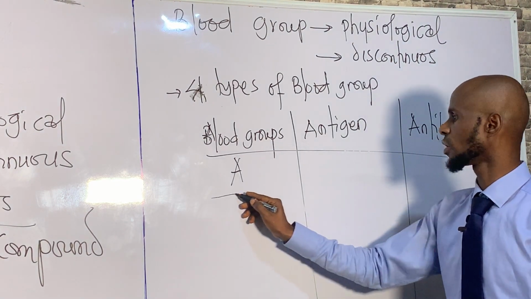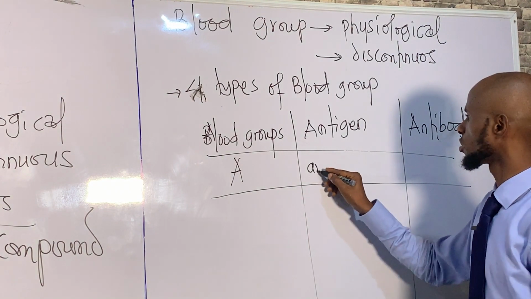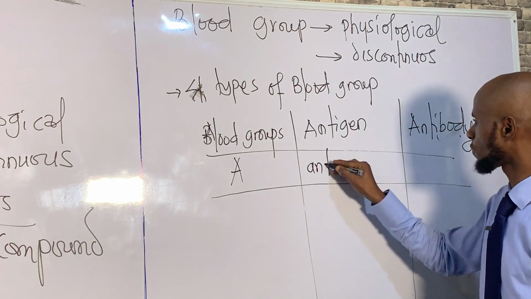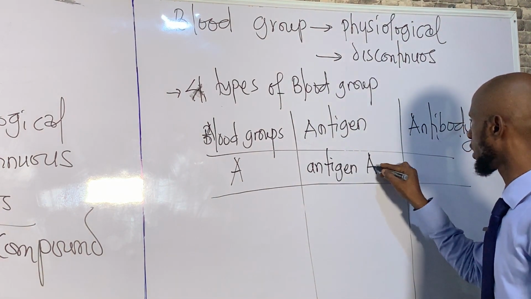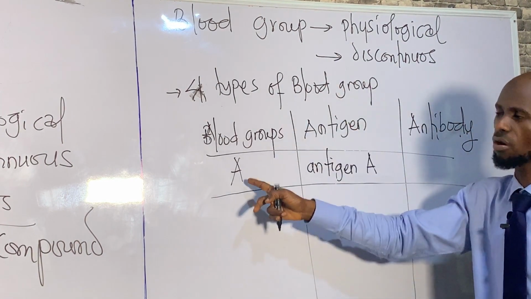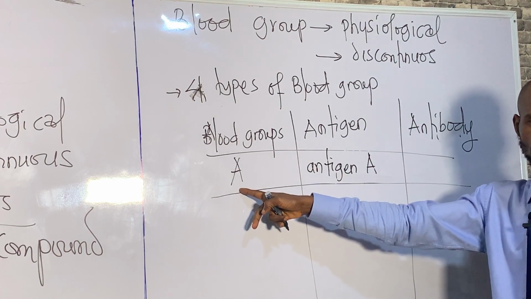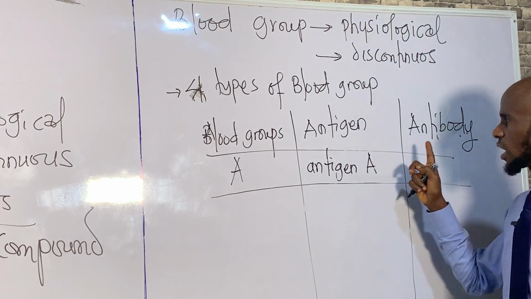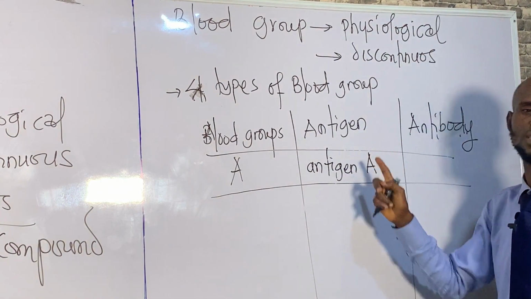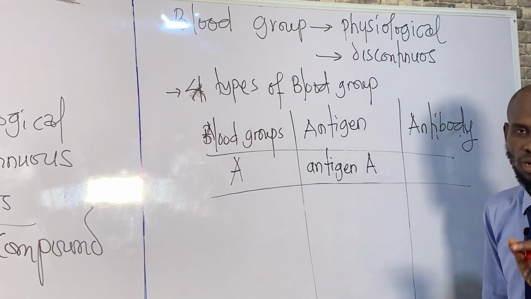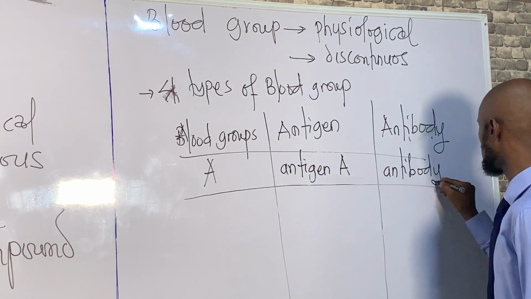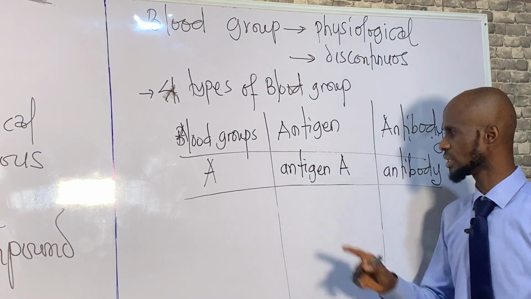So we have the four types of blood group. Blood group A is going to have the same type of antigen for that blood group. So therefore, you say you have antigen A. Then the antibody will be the opposite of the antigen, because we said that antibody always fights the antigen. So you must not have the antibody for that antigen type. You have to have the opposite. So therefore, we're going to have antibody B and not antibody A.